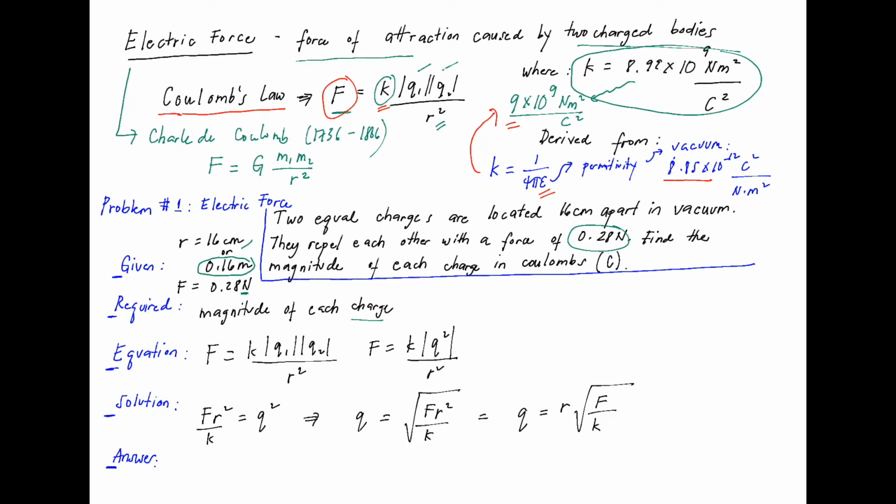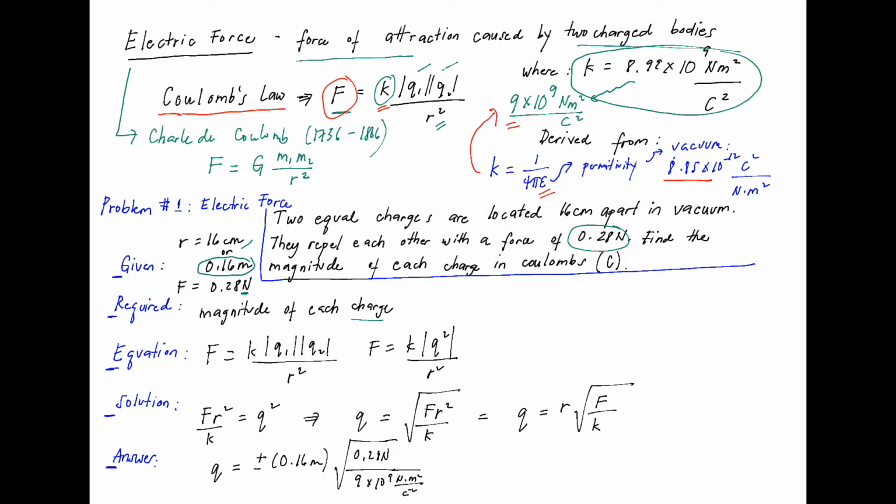Plugging everything in, we have Q equals positive and negative the square root of R, which is 0.16 meter, multiplied by the value of force, which is 0.28 Newton, divided by the value of K, which is around 9 times 10 raised to 9 Newton meter square over coulomb square.